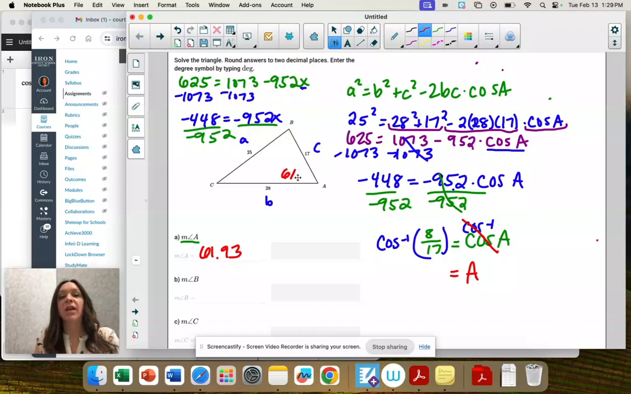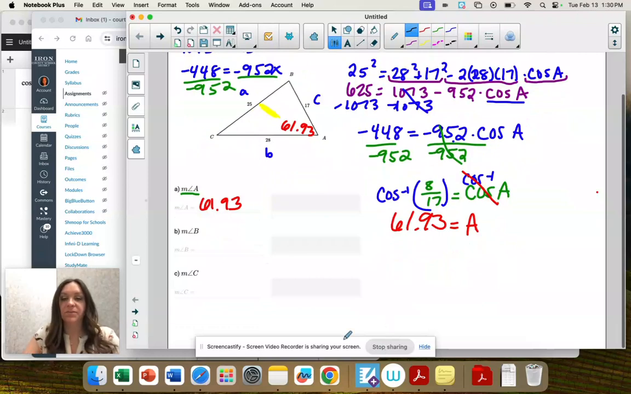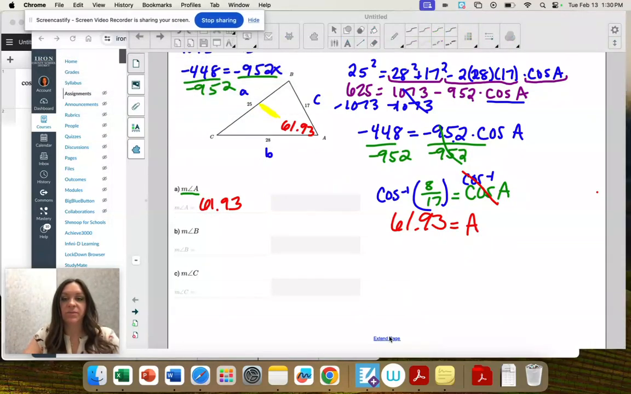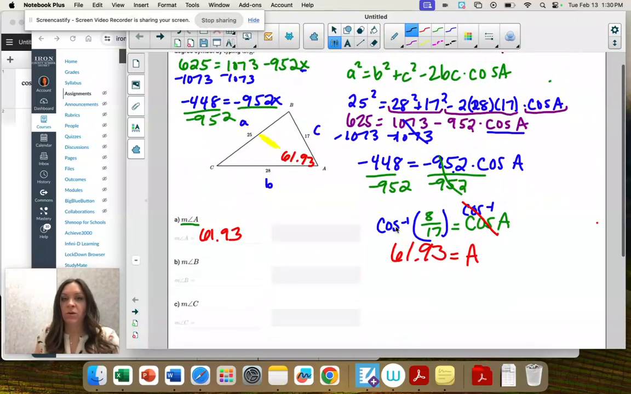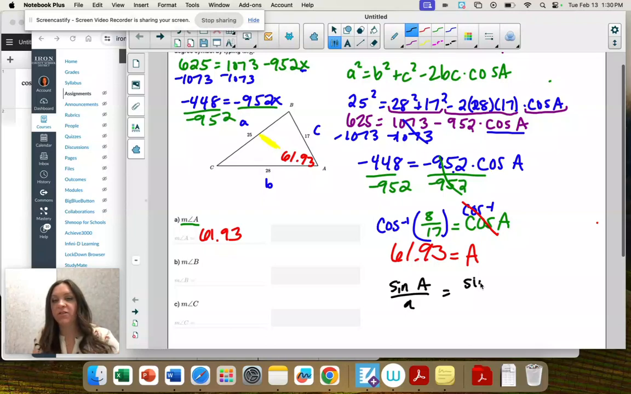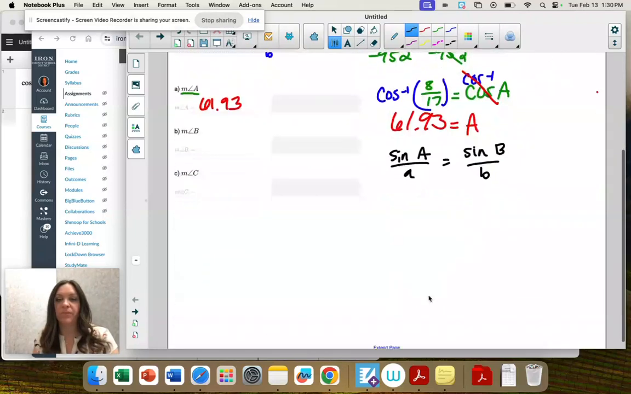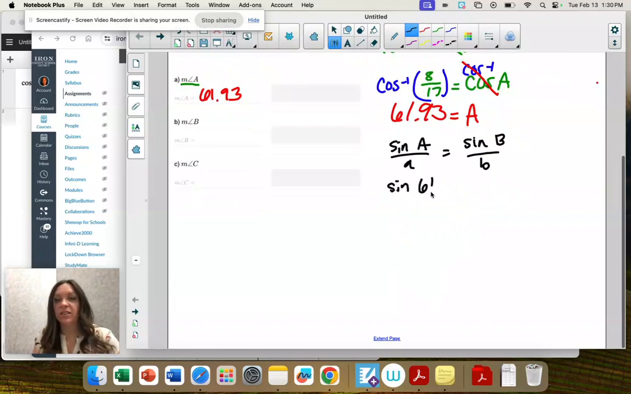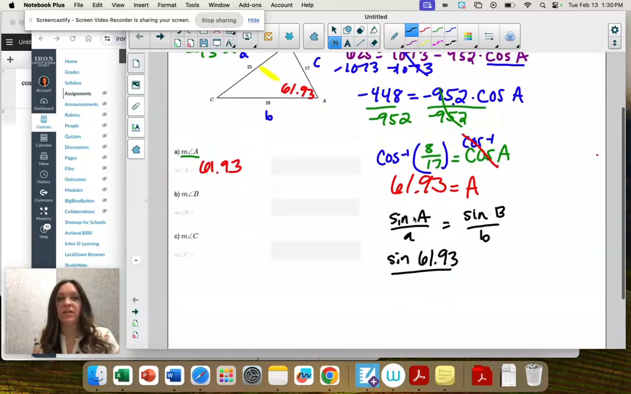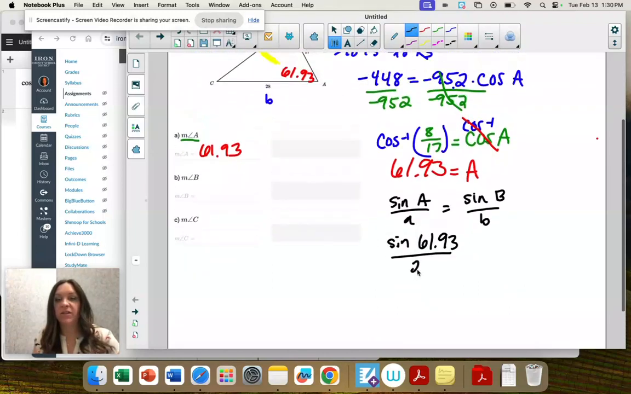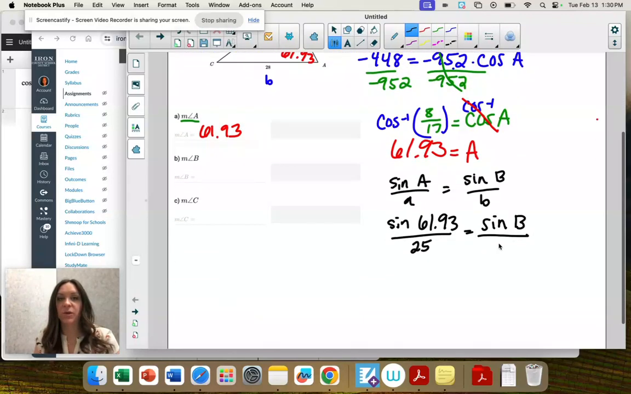So now I have one angle. Now I can use law of sines because I have an angle and the side across from it. So now I'm going to use law of sines, where I have sine of angle A over side A, and I'm going to solve for angle B. So I'm going to use side B. So let's plug those in. A is 61.93. Side A is 25. I'm solving for angle B, but side B is 28.